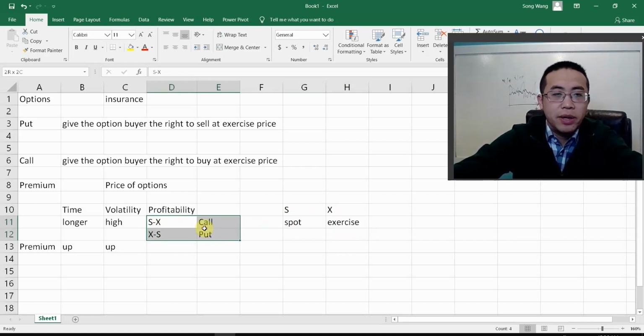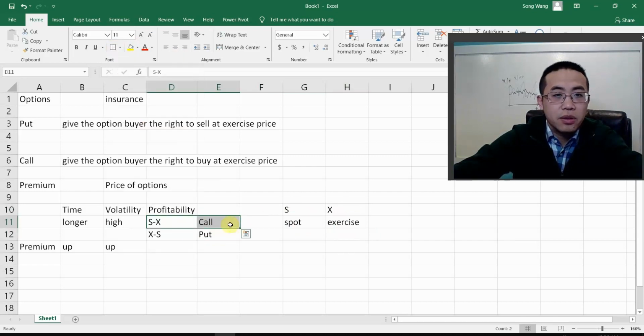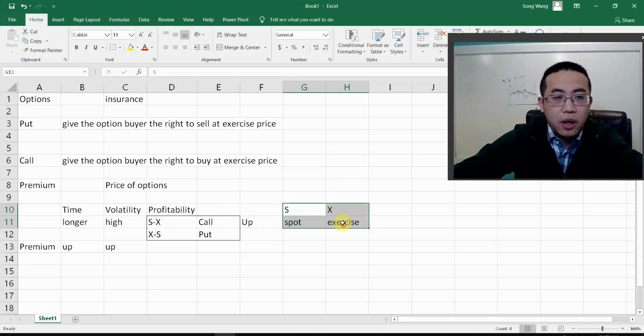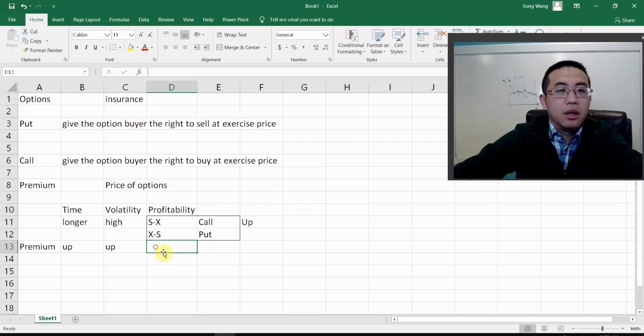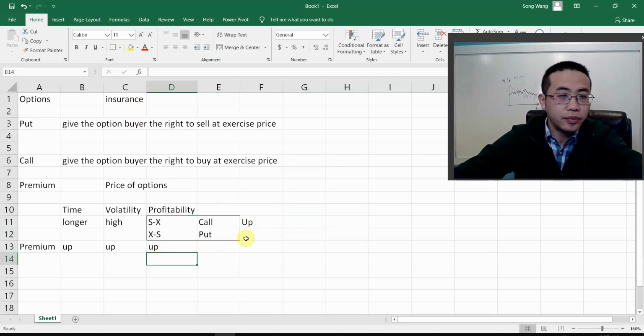So when this profitability goes up, let me just circle them all. When the profitability goes up, then your premium will go up. Okay. So that's how the premium is determined.